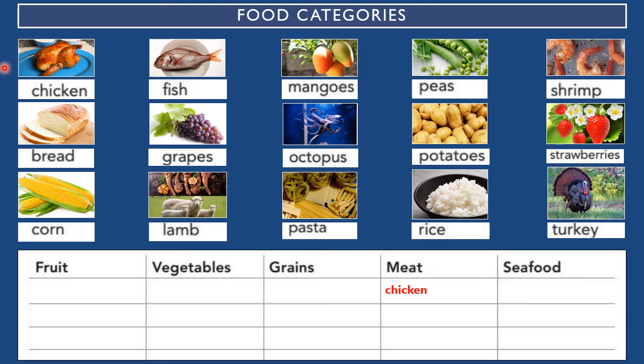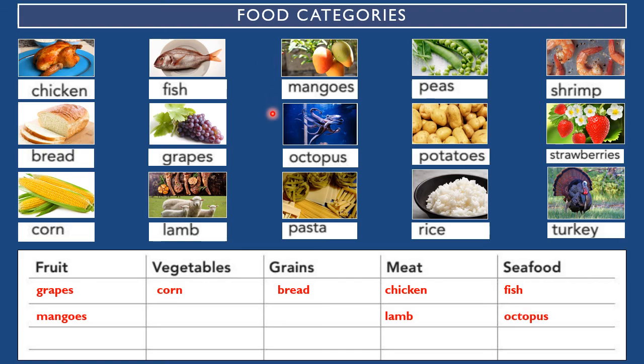The next one, bread. Bread is grains. Corn, vegetables. Fish, seafood. Grapes, fruit. Lamb, meat. Mangoes, fruit.